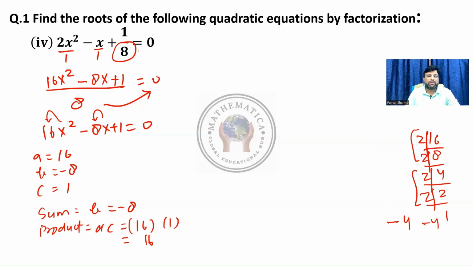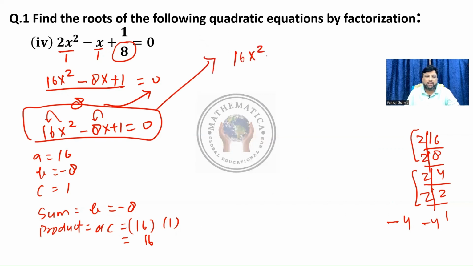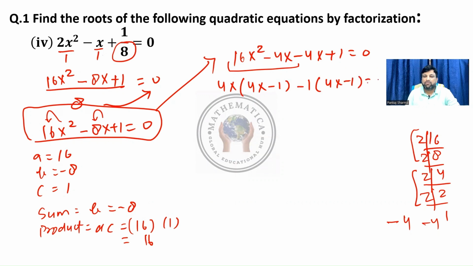So we can split minus 8x as minus 4x and minus 4x. I think everybody is understanding, minus 4 into minus 4 is 16, and adding minus 4 and minus 4 gives minus 8. So our simplified quadratic equation is 16x square minus 4x minus 4x plus 1 is equal to 0. Between these two terms we can take 4x common, so it will be 4x, and minus 1 we can take common from the other two, 4x minus 1 is equal to 0.